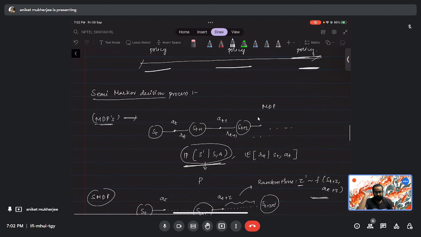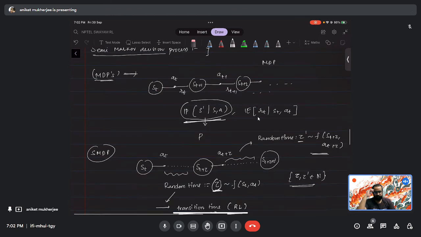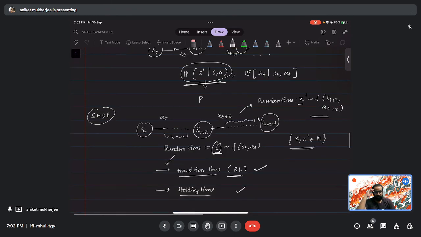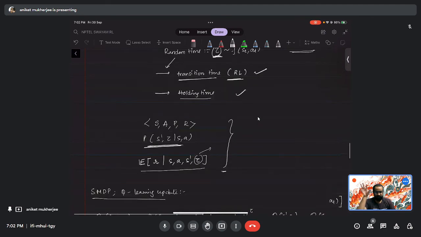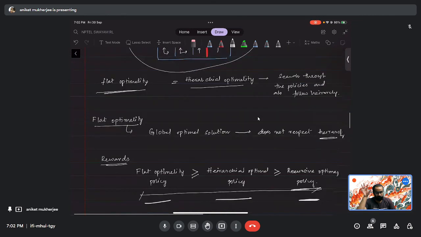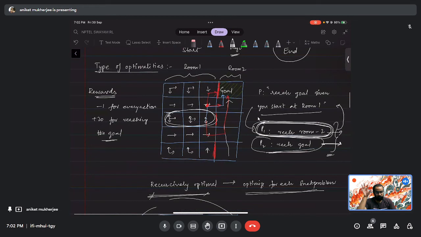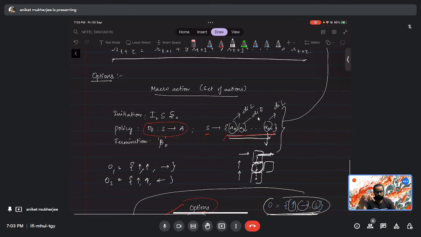Then I went into semi-Markov decision processes. SMDPs were basically MDPs but with random transition times or holding times. These usually played a role while solving these subproblems. So this subproblem could take a different amount of time and that subproblem could take a different amount of time. So for coming up with these, you need to define options, which uses SMDP.